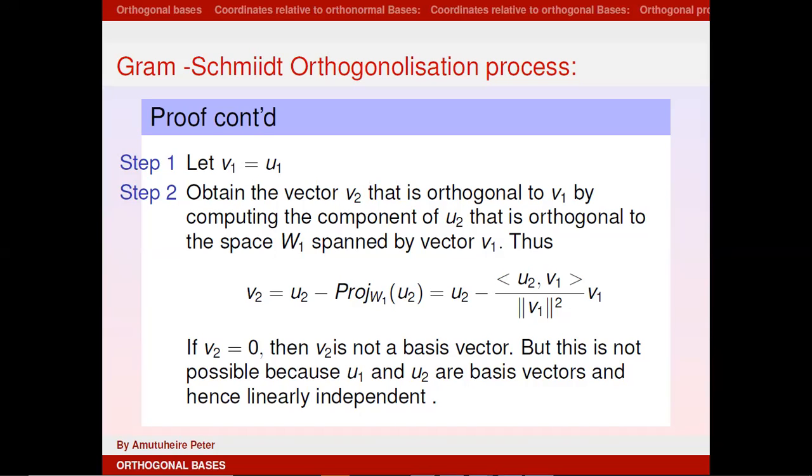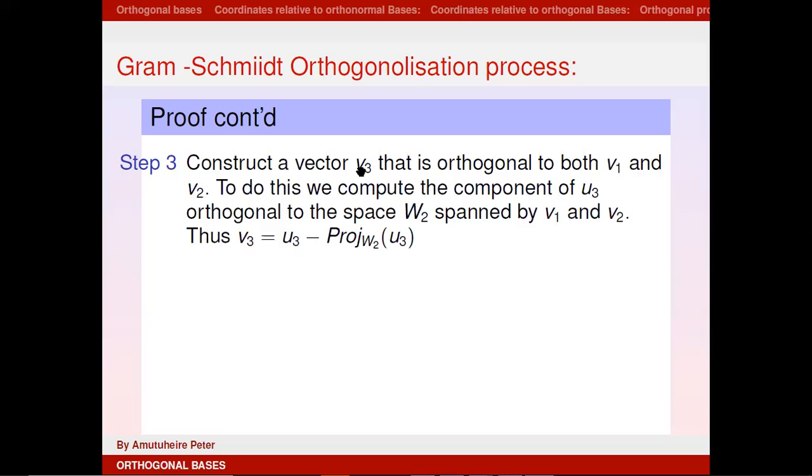So we are doing the process of changing any basis S, which is U1, U2 up to UN, into an orthogonal basis. The first element of the orthogonal basis is V1, which is the first element of that basis. The second element is got by computing the component of U2 which is orthogonal to the space W1, and that gives us the second element. The third element, V3, is orthogonal to V1.